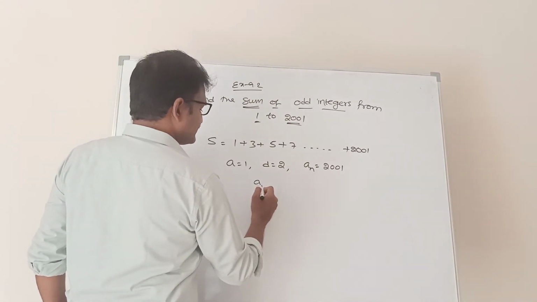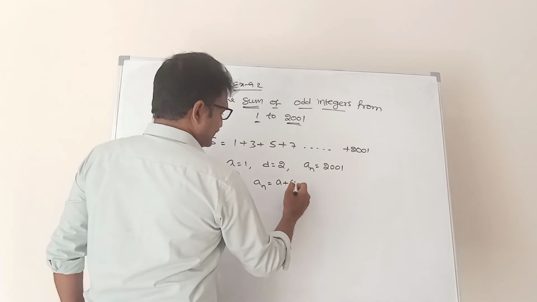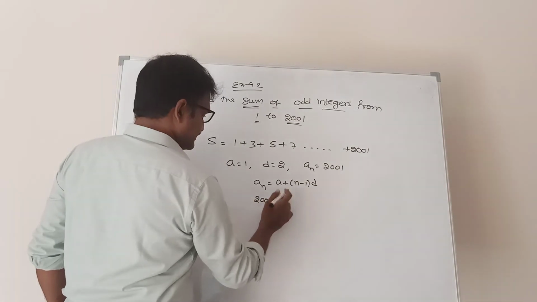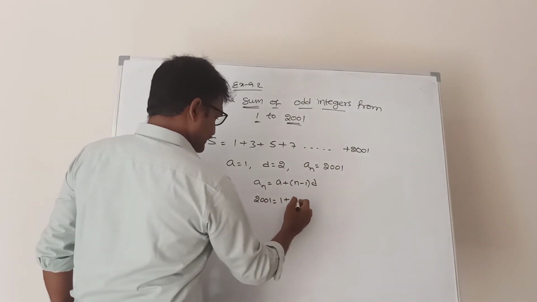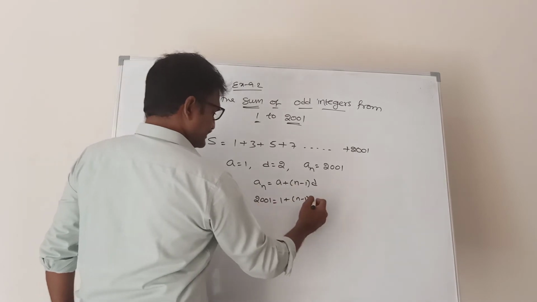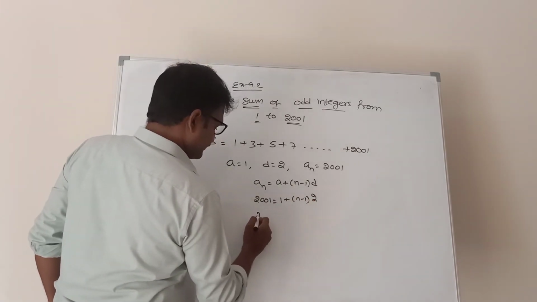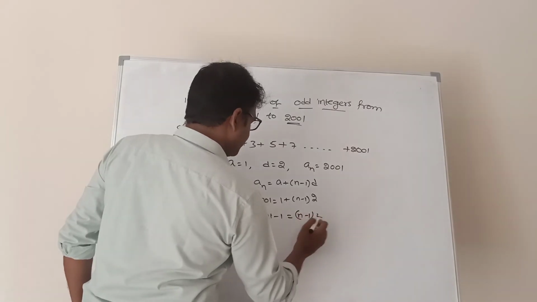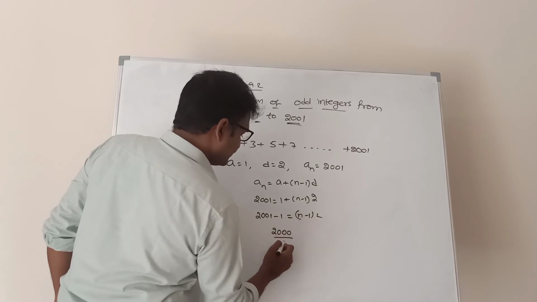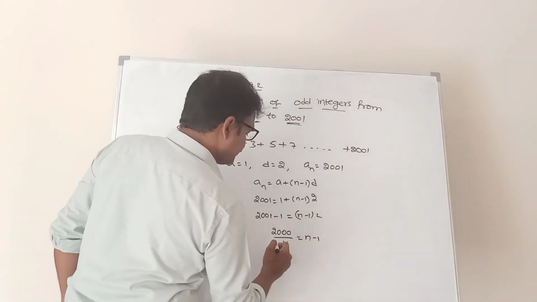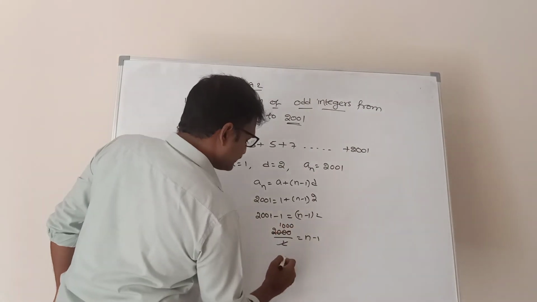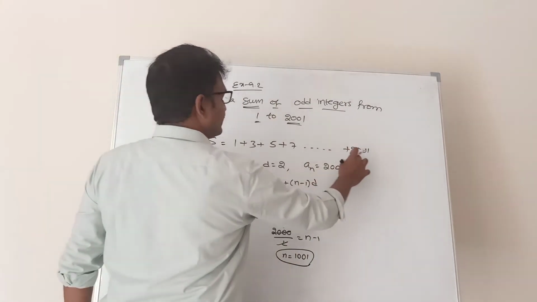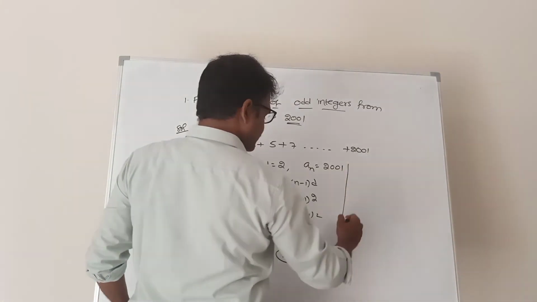How do we find the number of terms? We know a n is equal to a plus n minus 1 into d. 2001 is equal to 1 plus n minus 1 into d, and the difference is 2. So 2001 minus 1 is equal to n minus 1 into 2. 2000 by 2 is equal to n minus 1, which is 1000. So n is equal to 1001. Total 1001 terms are there.